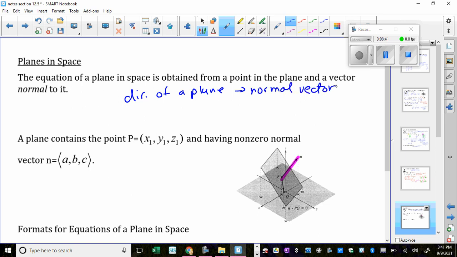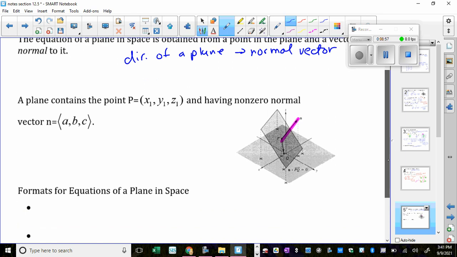So remember that the normal vector is the direction of the plane. That's the only thing we can say, because many different lines, many different vectors lie on a plane. Only one vector is perpendicular to a plane. All right, so here's our equation for planes in space.